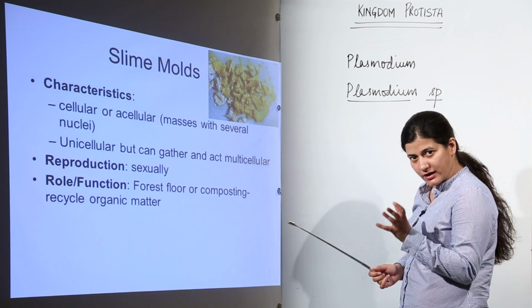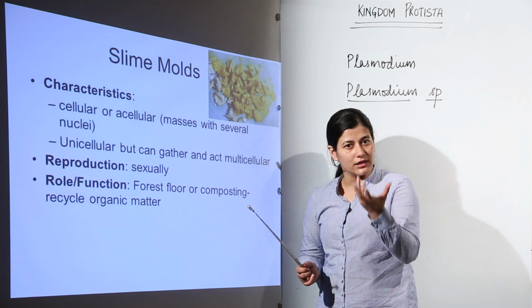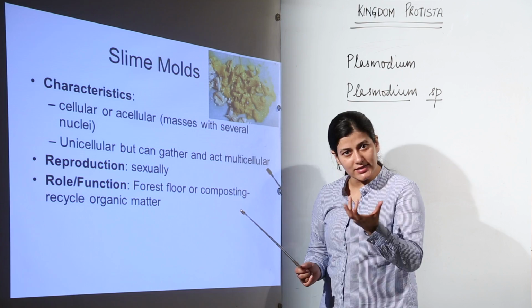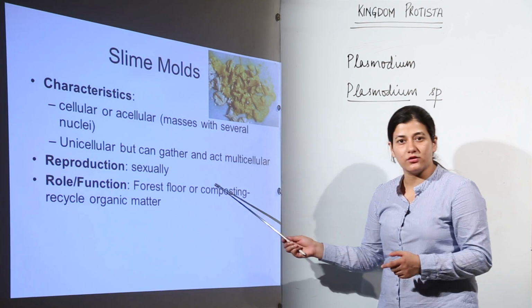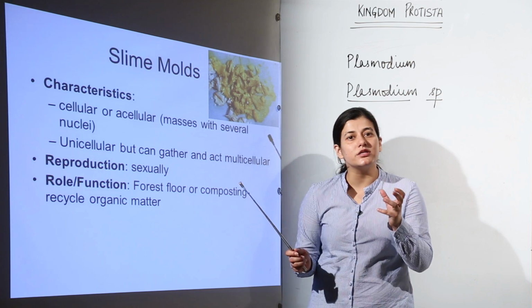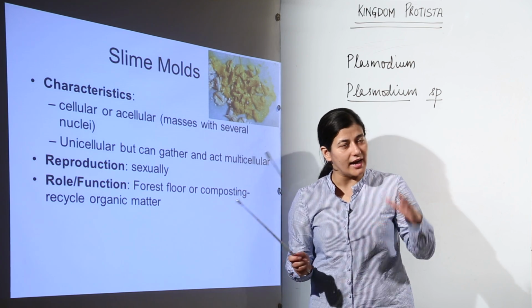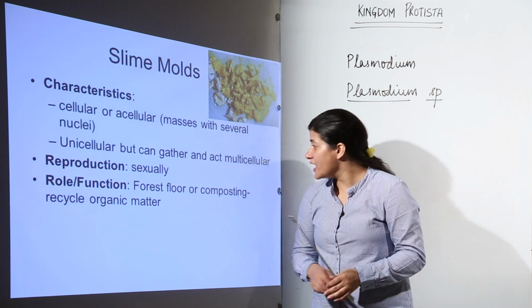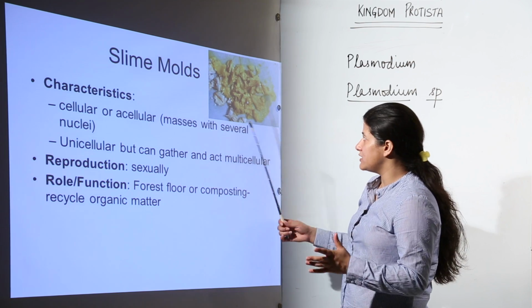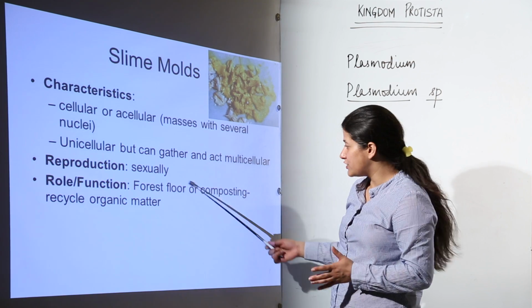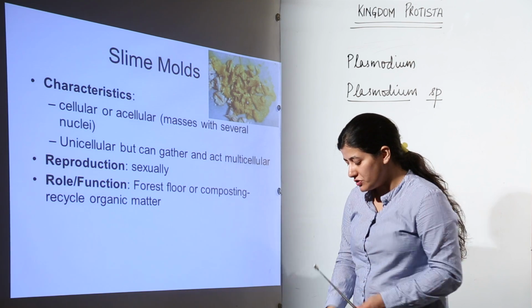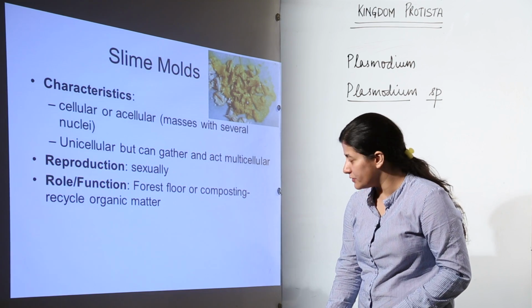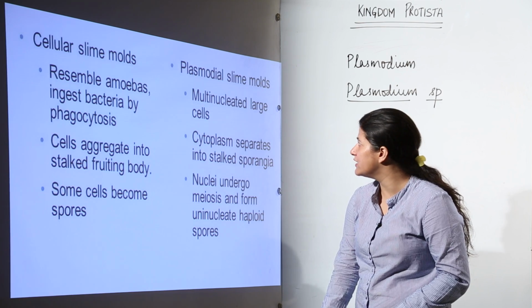When they are unicellular, yes, they look like a single cell, they would work like a single cell as an organism, but they gather together and they act multicellularly. That means the action of the organism would be at multicellular level. That would be Plasmodium arrangement, and the role and function of these slime molds is that they form the forest floors or composting, recycling organic matter. As I told you, dead and decaying composting purpose is solved by the slime molds.